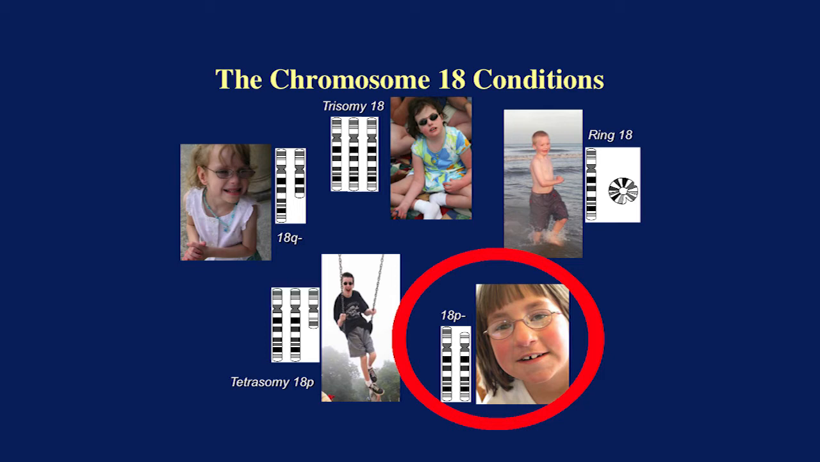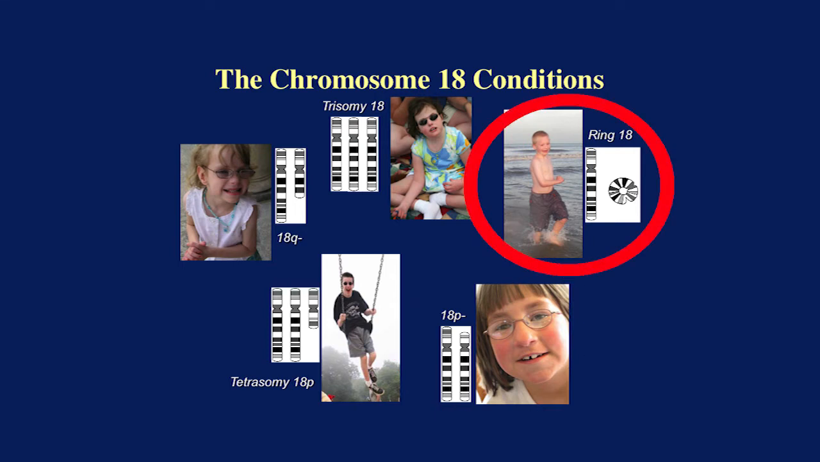Next, on the lower right, is 18p-, in which people have a deletion of some portion of the short arm of chromosome 18. About half of the people with 18p- have a deletion of the entire short arm, making them a homogeneous group. But the other half of the people with 18p deletions each have a unique breakpoint, and therefore a unique set of genes present in 1 copy instead of 2.